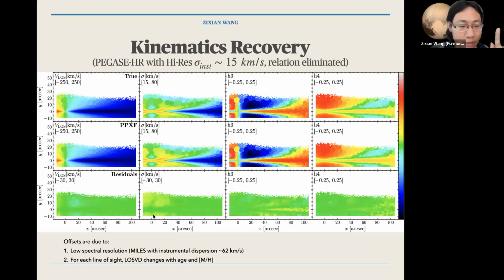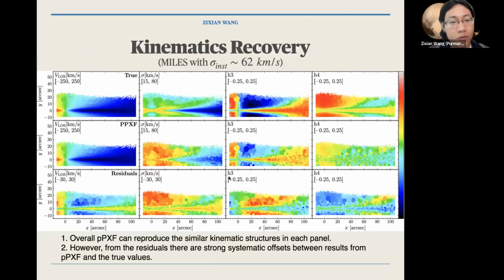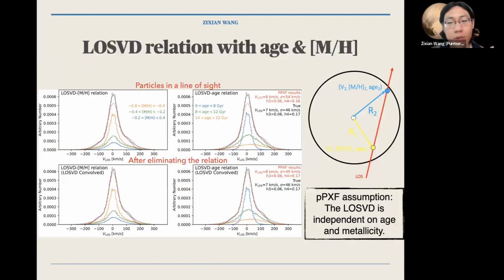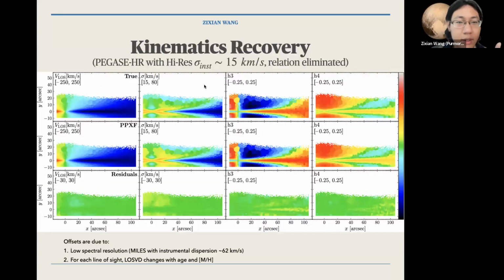So now I have told you two reasons that can cause the PPXF issues in measuring the kinematics. One reason is the relation between velocity and age and metallicity. The other reason is the spectral resolution. I fixed both issues, and then I can show you the residuals are always in green. So the residuals are very close to 0. So the issue can be fixed.